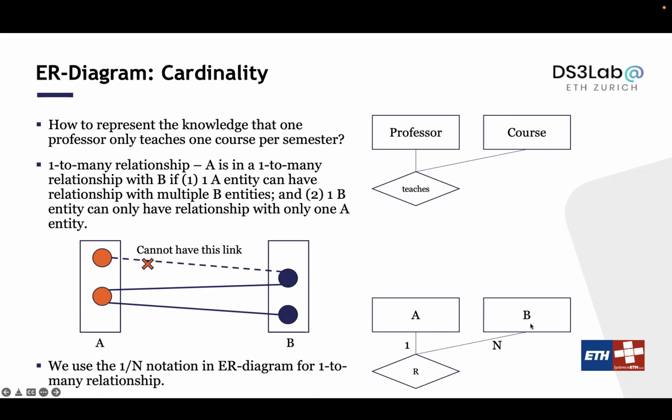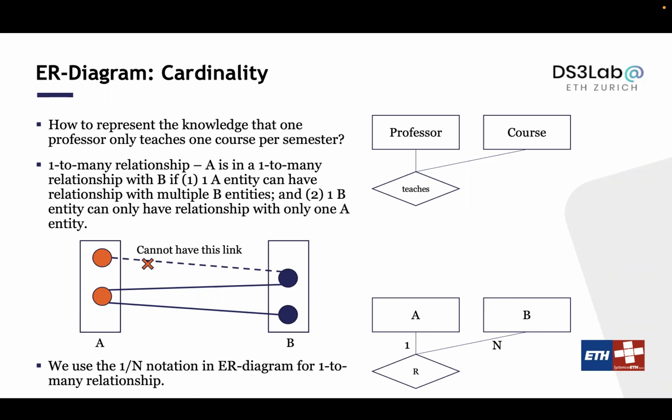So if you have this one and n notation, essentially you are saying that this relationship R is a one-to-many relationship, and A is the one part, B is the many part. It means that a single A can participate in multiple of this relationship, but a single B can only participate once in this relationship.